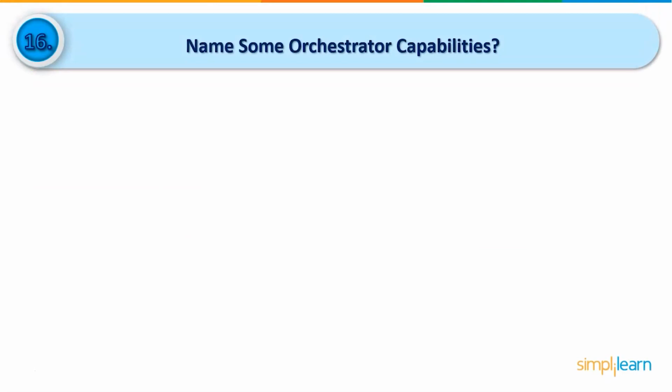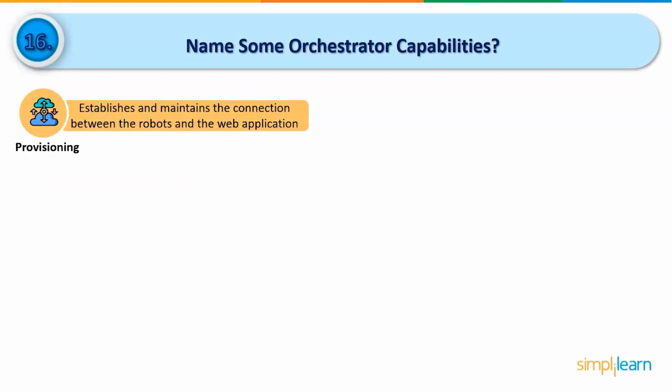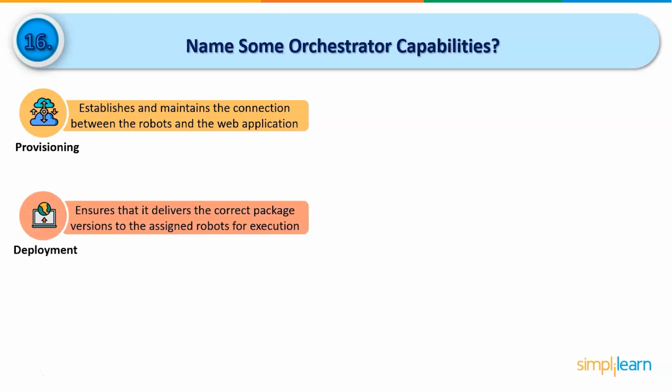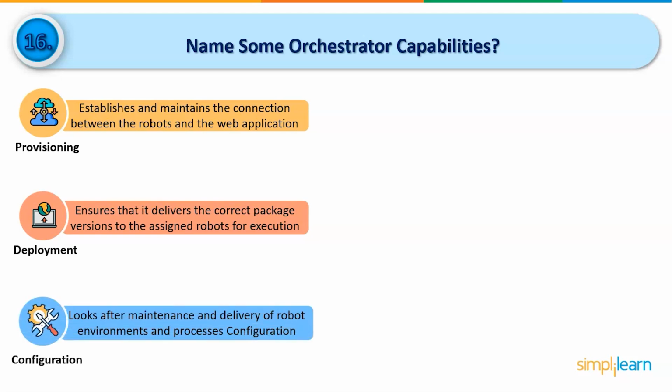Name some orchestrator capabilities. Provisioning. Provisioning establishes and maintains the connection between the robots and the web application. Deployment ensures that it delivers the correct package versions to the assigned robots for execution. Configuration looks after the maintenance and delivery of robot environments and process configuration.